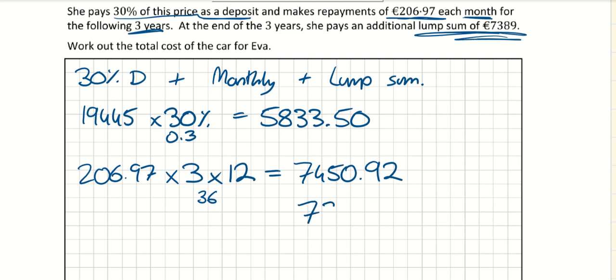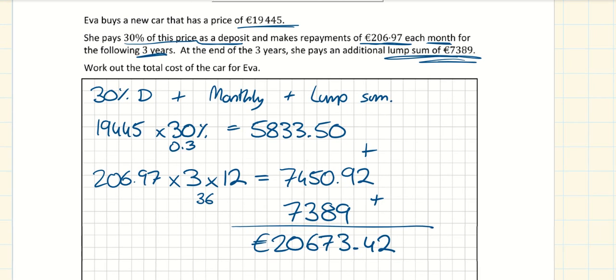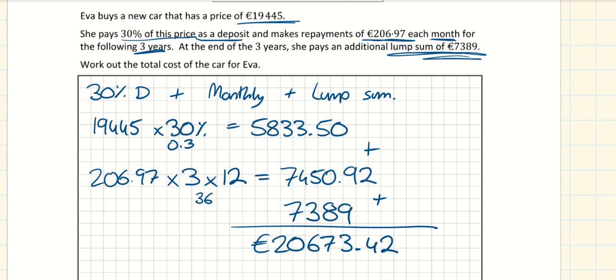So we've got those two, and the last thing is just a lump sum. So you're going to be adding on that 7389. So if you just add these three numbers, you will get how much the car cost. So in total, it cost her €20,673.42. So we can see that it started at 19,445, but because she was paying it over a few years, she actually has to pay a bit extra.